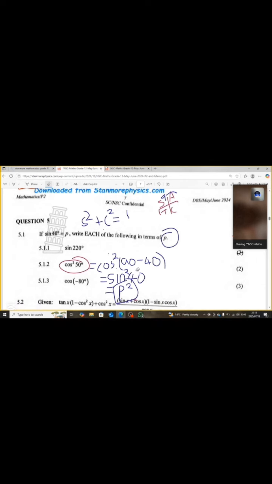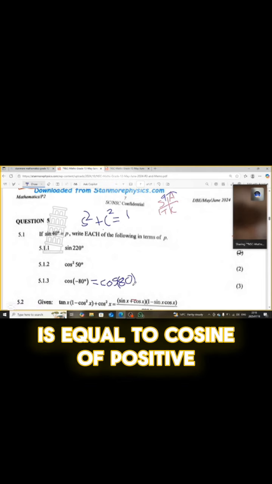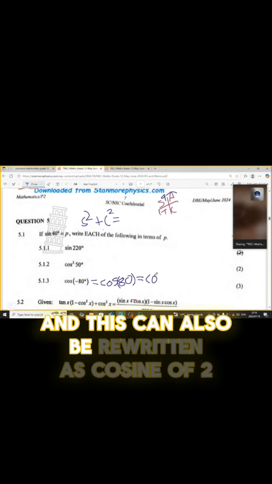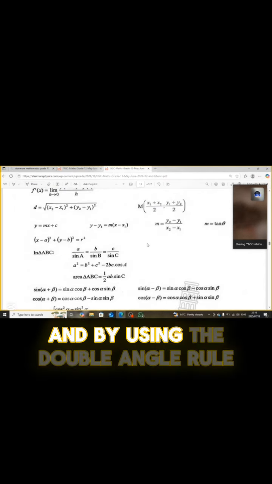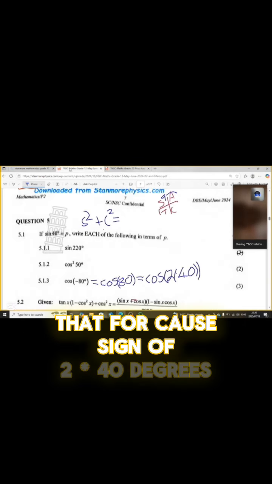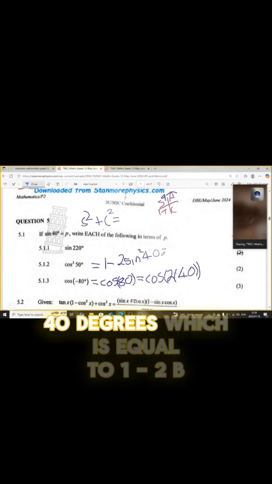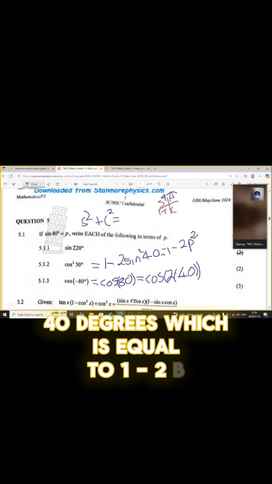Question 5.1.3. Cosine of negative 80 degrees is equal to cosine of positive 80 degrees. And this can also be rewritten as cosine of 2 times 40 degrees. And by using the double angle rule, we know that cosine of 2 alpha is equal to 1 minus 2 sine squared alpha. Therefore, cosine of 2 times 40 degrees can be rewritten as 1 minus 2 sine squared 40 degrees, which is equal to 1 minus 2 p squared.